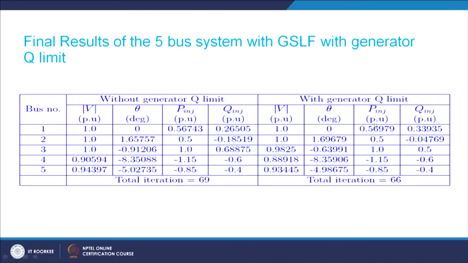In the second case also, my load is 200 megawatt and my total generation is something like 200.6979, 206.979. So, again here also the total amount of generation is more than the total amount of load, and my loss is 6.979 megawatt.